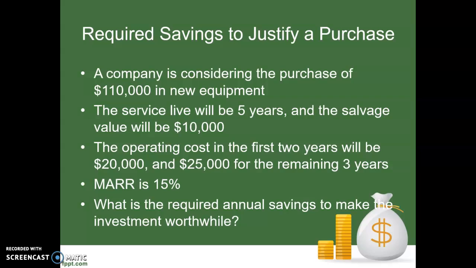We're going to look at one more example problem in chapter 6 of our textbook, and this is going to be looking at the required savings to justify a purchase. So the example problem is this.